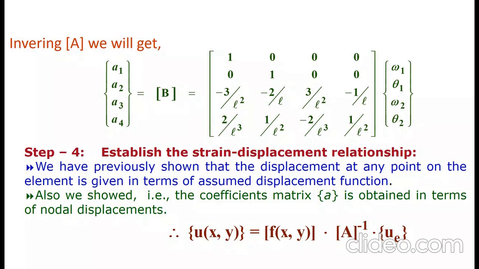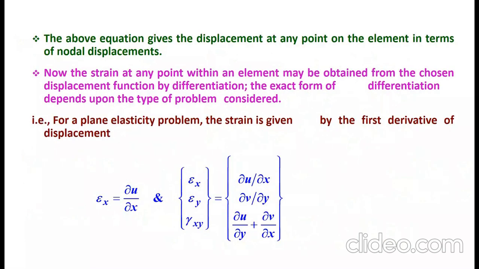For the essential strain displacement relationship, we have previously seen that the displacement at any point on the element is given in terms of the assumed displacement function. So based on the displacement functions, we can calculate the coefficient matrix to obtain the nodal displacements. So for that, u(x) equals f(x,y) A inverse of ue. The above equation gives the displacement at any point on the element in terms of nodal displacement.